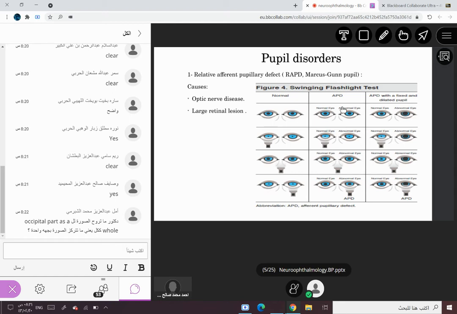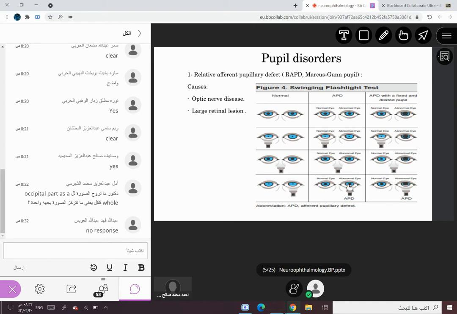So let's take another example. We see the pupil, it is normal in both eyes. Then we shine a light on the right eye, constricted. We check the other eye, it is constricted, this is normal. Then we put the light source or the torch on the middle, both back to normal. Then we shine a light on the left eye. What happened? Okay, what happened? So no constriction or no response.